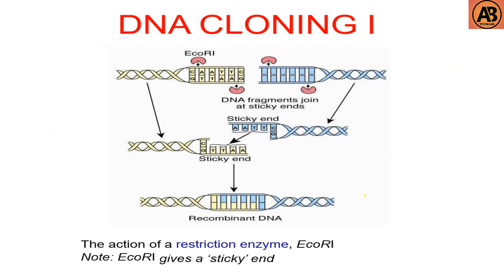Then here you can see DNA cloning 1. The restriction enzyme cuts the DNA, leaving sticky ends and non-sticky ends. The sticky ends join together, and then recombinant DNA is created. The action of the restriction enzyme gives a sticky end.